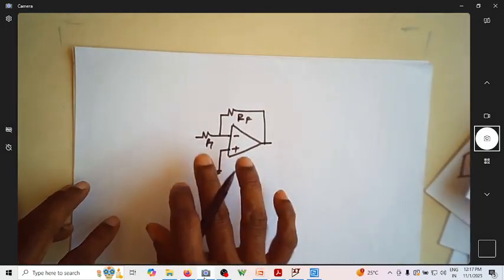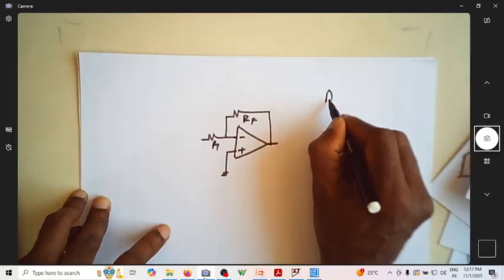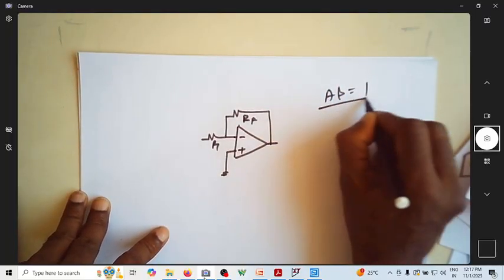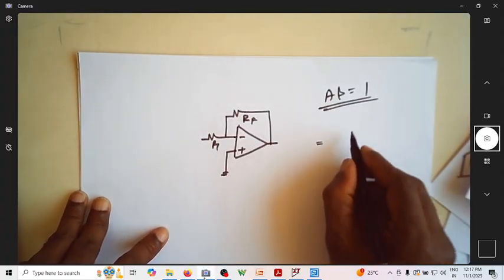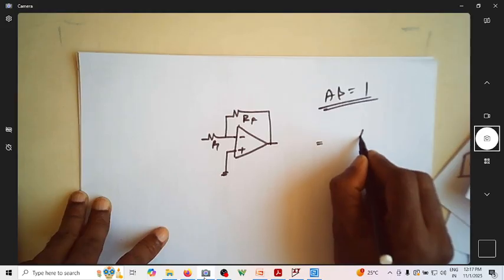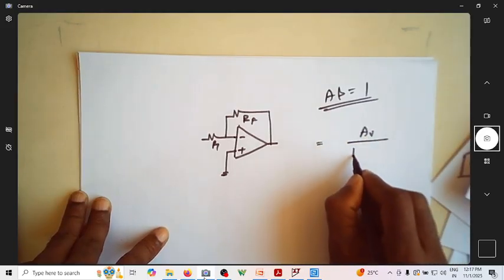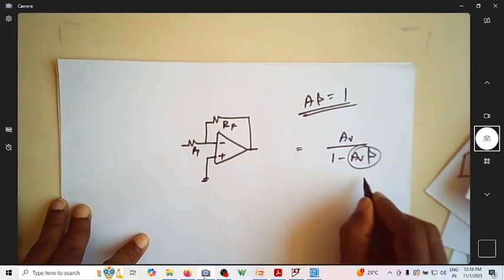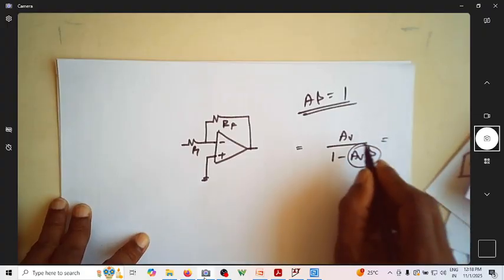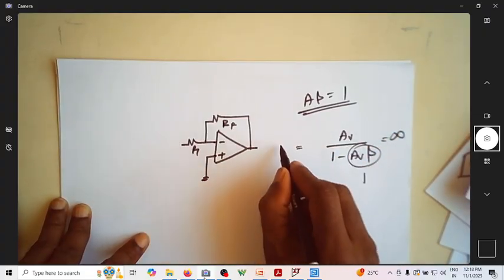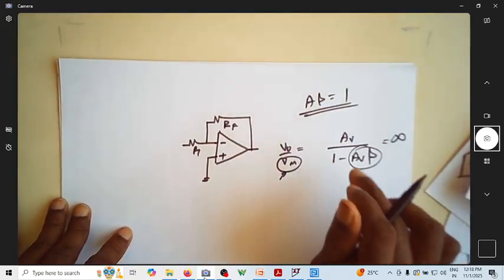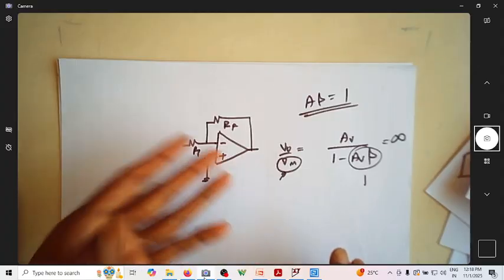Now you can see, the intention is to make A beta equal to 1. So you have A by 1 minus A beta. When this becomes 1, this is infinite, so V naught by V in, even with V in as 0, you can get some output voltage. So that's the condition. Now let us see what happens here.